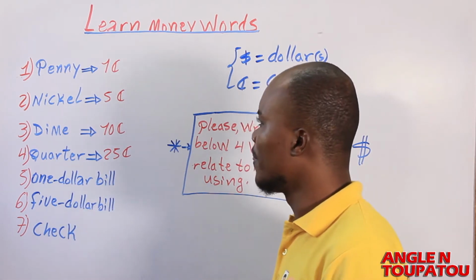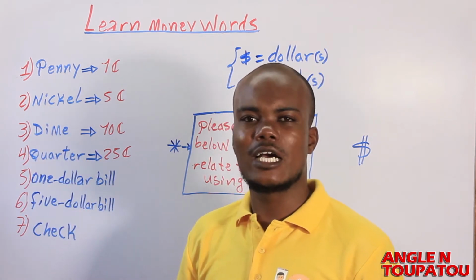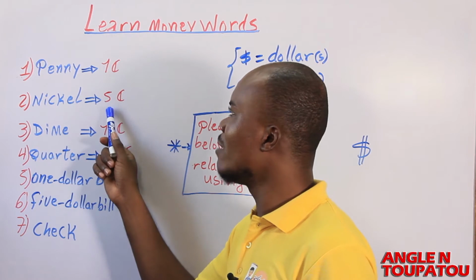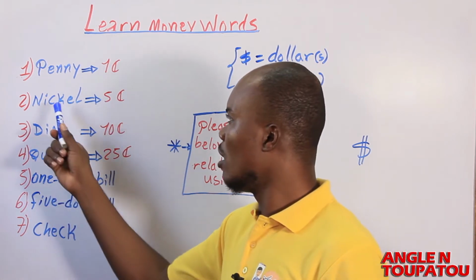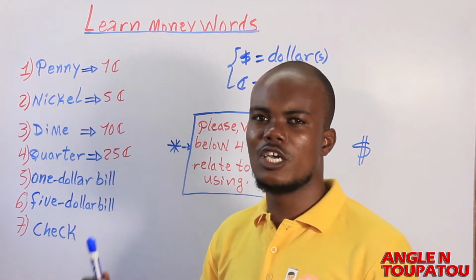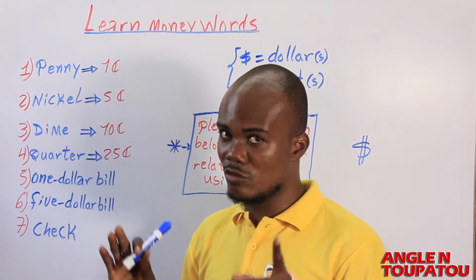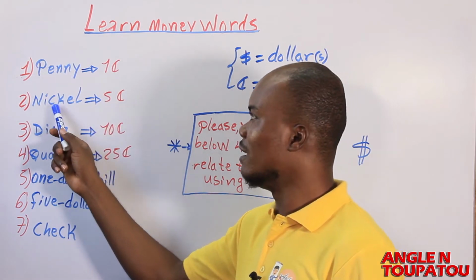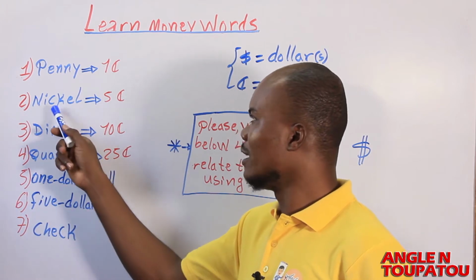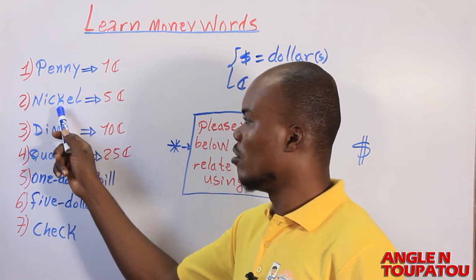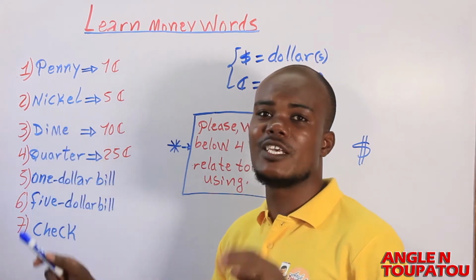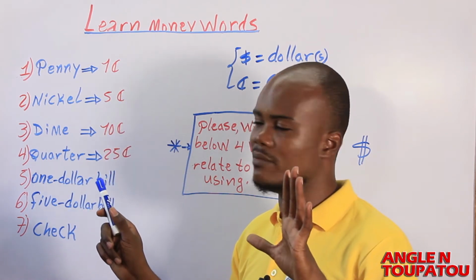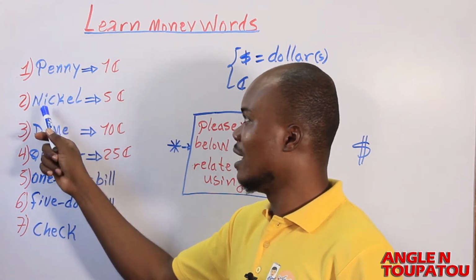All right, good. The second one is a nickel. Nickel. A nickel is 5 cents. A nickel equals 5 cents. Un nickel égal avec 5 centimes. A penny, un centime. A nickel, 5 cents. Nickel, 5 cents. Un nickel est égal à 5 centimes. Good. Ok, I say penny, nickel.